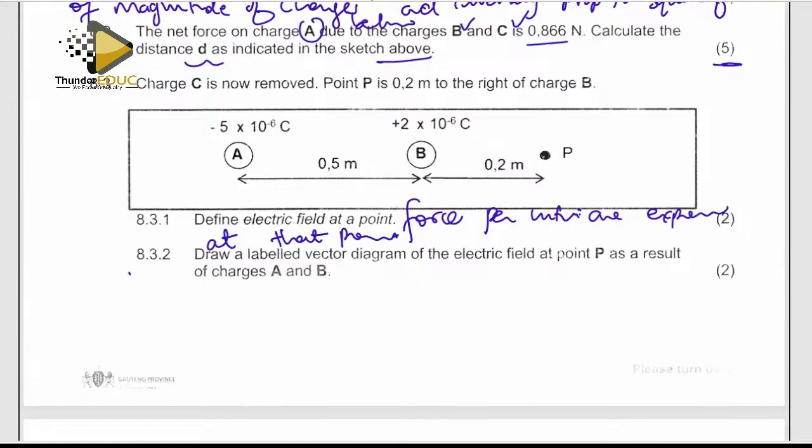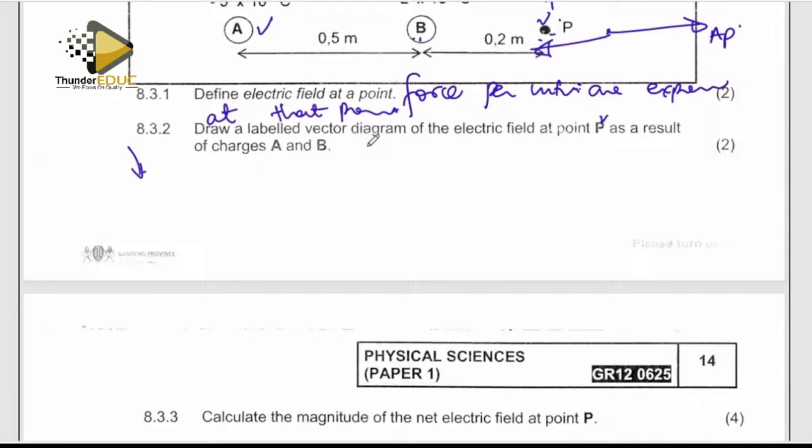All right. Then can we draw a labeled vector diagram for the electric field at P as a result of A and B? So when you look at A and P, there's going to be attraction, meaning that's going to be on that side. And then B and P, there's going to be repulsion, meaning that's going to be in that sort of direction. So for me to combine everything together, this is going to be the electric field of B at P. And then this side, we're going to have the electric field of A at P. All right, so that is 8.3.2.